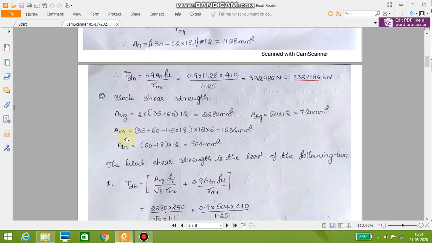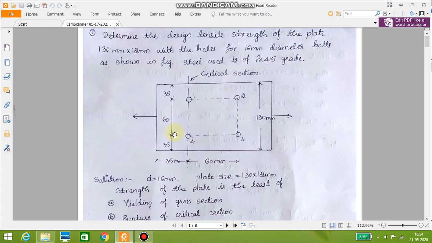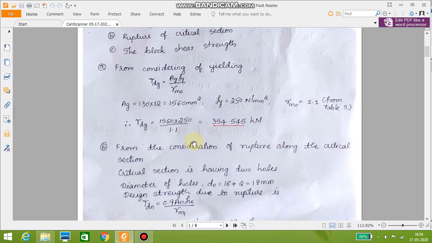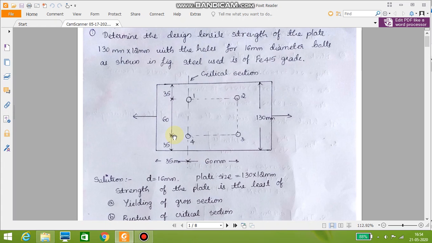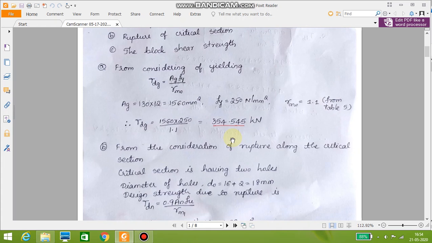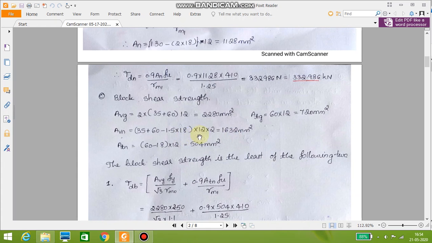Now AVN is nothing but the same calculation, where you have to subtract the bolt hole diameter. Here one bolt is this, and while coming to this, half of the bolt diameter I have to consider. So that is why I get 1.5. Otherwise, two bolt holes you have, 2 minus 0.5, again it is 1.5 into 18 into 12 into 2, 1632 millimeter square.